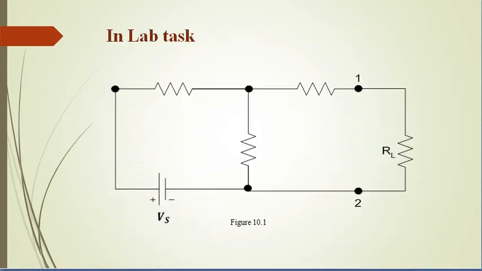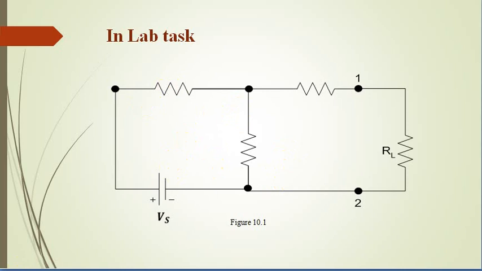Let's move toward the in-lab task. Here is your in-lab task, in which we have a voltage source and 4 resistances in different configurations. We are supposed to implement both theorems in this particular task. First we are going to start with the Thevenin theorem, and then we move toward the Norton theorem. The in-lab task is divided into 2 parts. The first part is calculation based and the second part is simulation based.